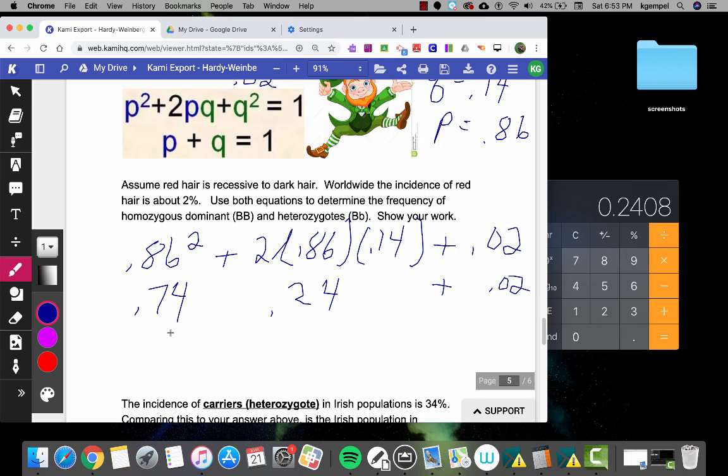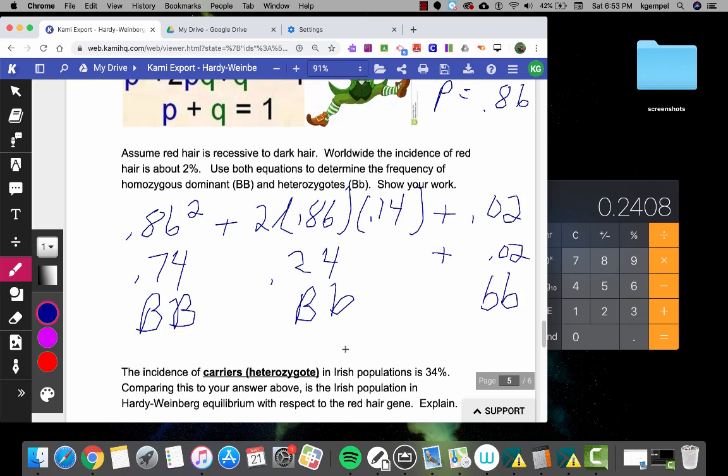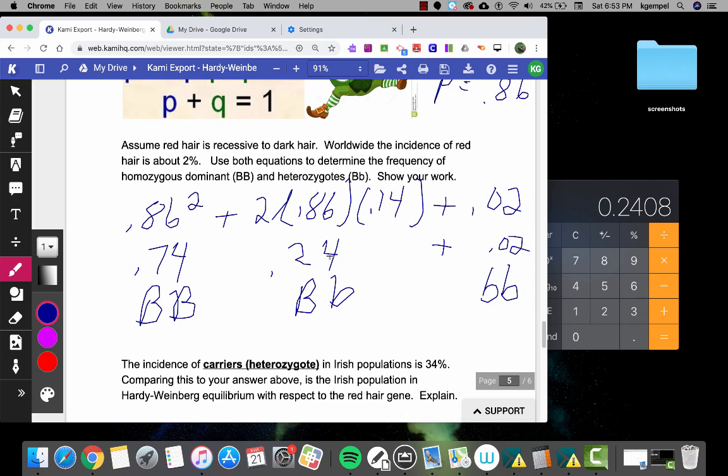So in this population, 74% of individuals are homozygous for their brown hair, 24% of individuals are heterozygous, and just 2% are redheaded, being recessive. All right, so that's not it for this problem, though. So hopefully you were able to get at least to that part.